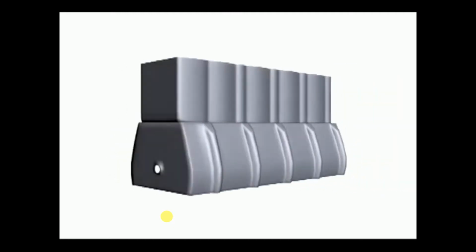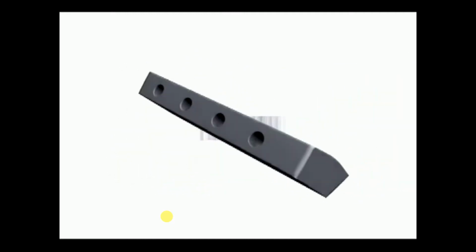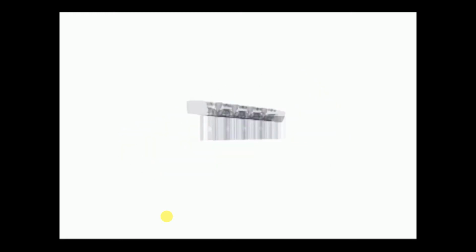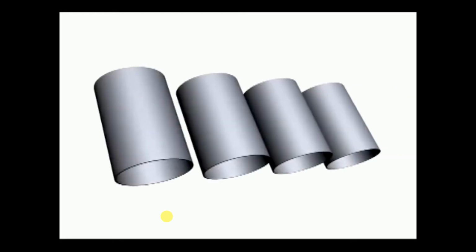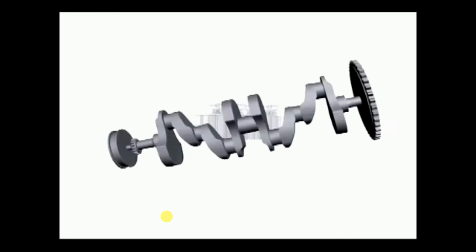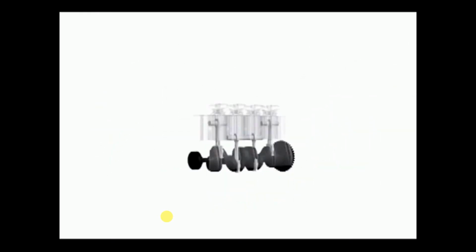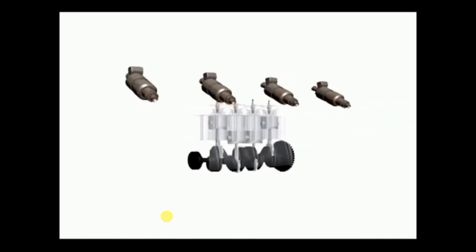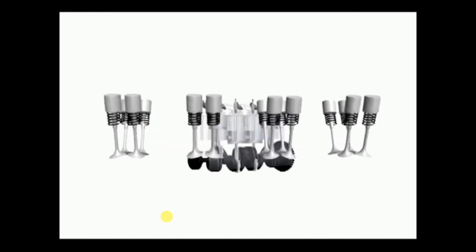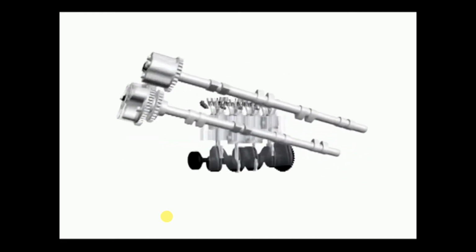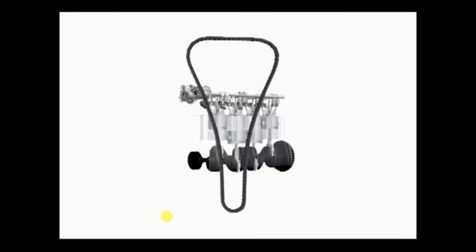The main components of the engine are the engine block and cylinder head. The internal components of an engine include cylinders, the crankshaft, connecting rods, pistons, spark plugs, fuel injectors, intake and exhaust valves, camshafts, and a timing chain or belt.